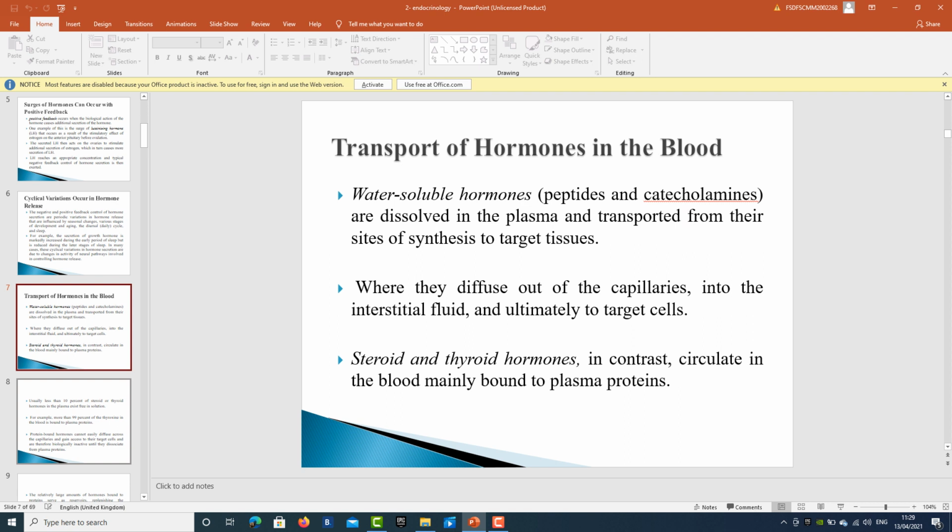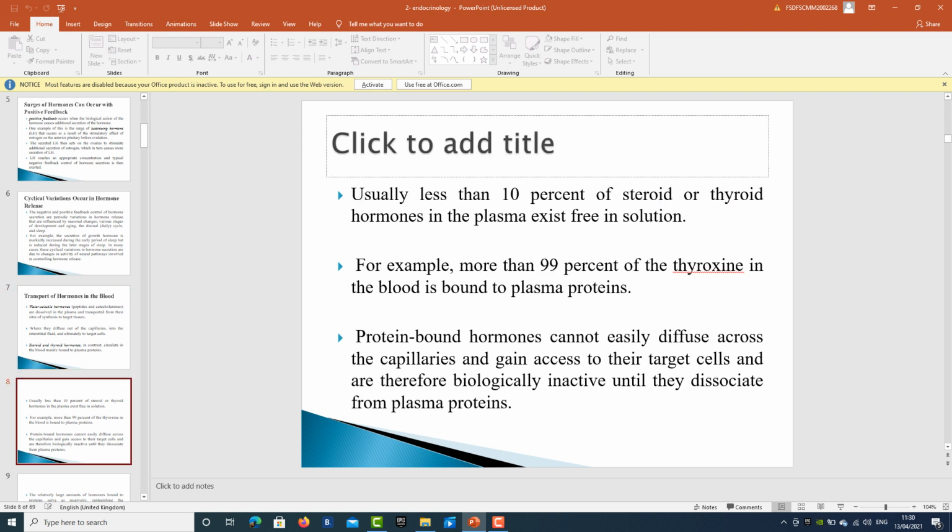So the water soluble hormones like catecholamines and peptides are dissolved in plasma and are transported from their sites of synthesis to target tissues, where they diffuse out of the capillaries into the interstitial fluid and ultimately to target cells. Steroid and thyroid hormones, in contrast, circulate in the blood mainly bound to plasma proteins. Usually, less than 10% of steroid or thyroid hormones in the plasma exist free in solution. For example, more than 99% of the thyroxine in the blood is bound to plasma proteins.